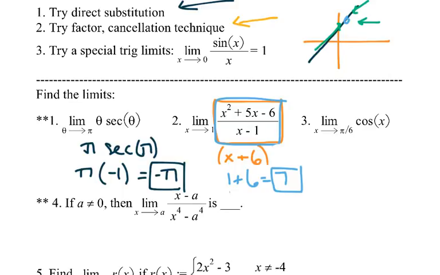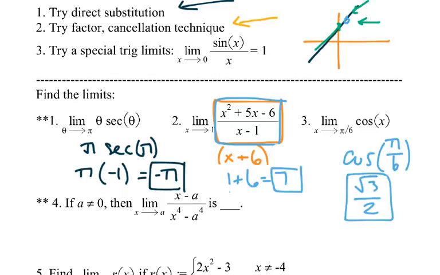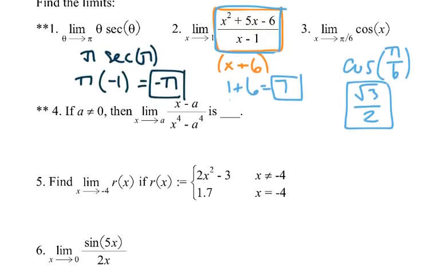All right, number 3, as x approaches pi over 6, we can just evaluate this one. The cosine of pi over 6 is, and remember the unit circle, pi over 6 is right here, so the cosine of that is going to be root 3 over 2, positive root 3 over 2. All right, number 4. This one's a little trickier.